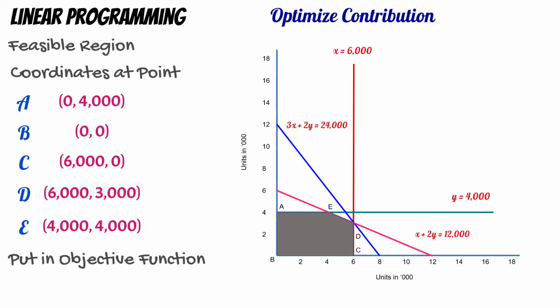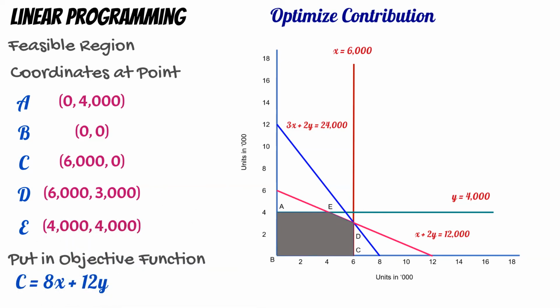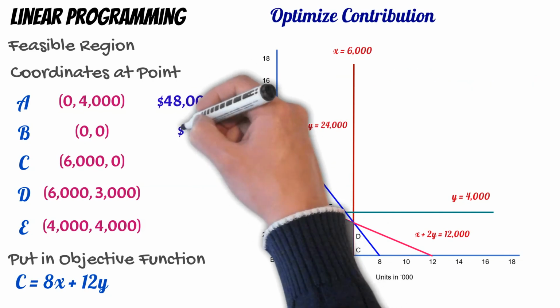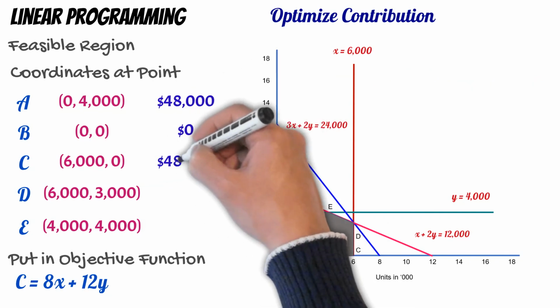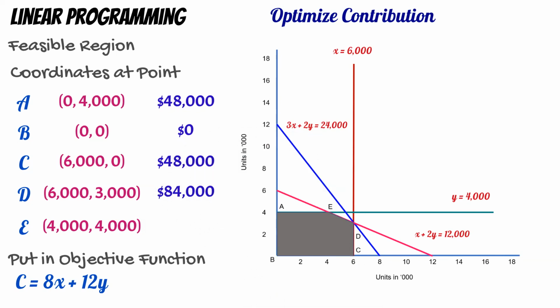In this case, it was C is equal to 8x plus 12y. Put the values of x and y at point A and the profit turns out to be $48,000. Zero profit at point B. For C, it's $48,000 again. At D, it's $84,000 and at E, it's $80,000.